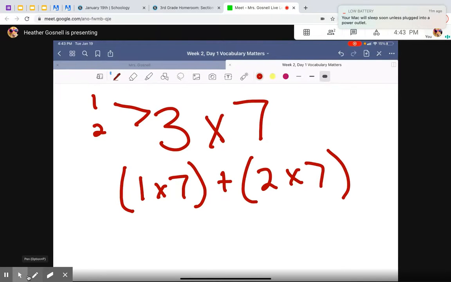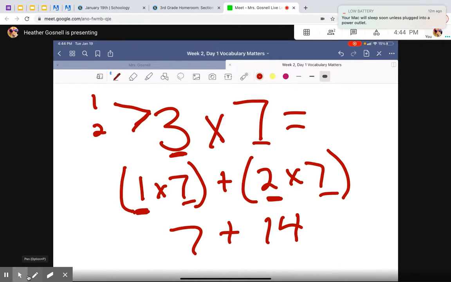Notice that since 3 is my first factor here, when I do my distributive property, only my first factor is changing and splitting up. So I'm only allowed to split one factor. That 7 is consistent. That's going to help you when you have those fill-in-the-blank problems, knowing that. Now, all I have to do is solve for these smaller equations and add them up, and I have 3 times 7. 1 times 7 is 7. 2 times 7 is 14. 7 plus 14, if you get stuck, grab that 14, count up 7. 14, 15, 16, 17, 18, 19, 20, 21. My answer is 21. My product is 21.